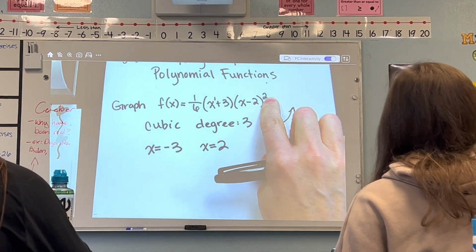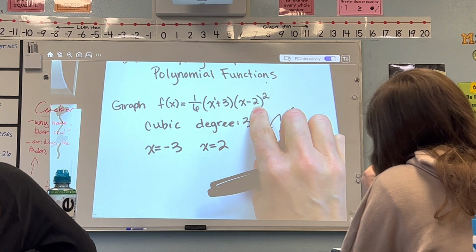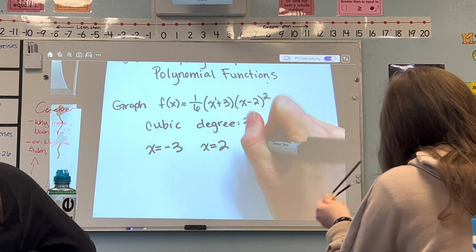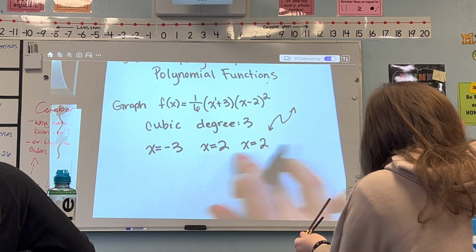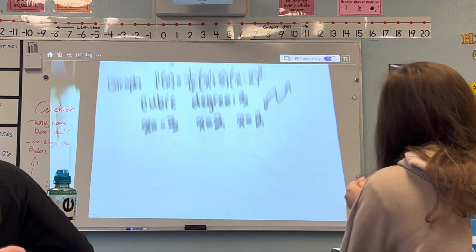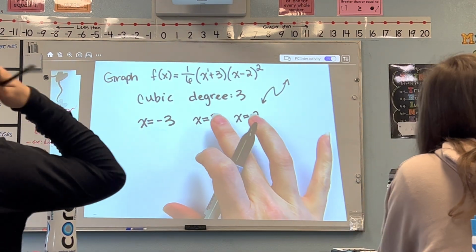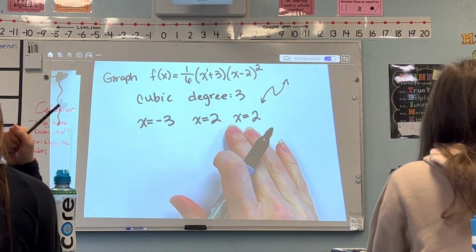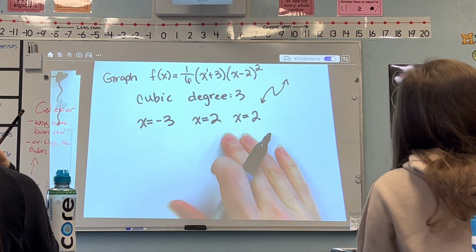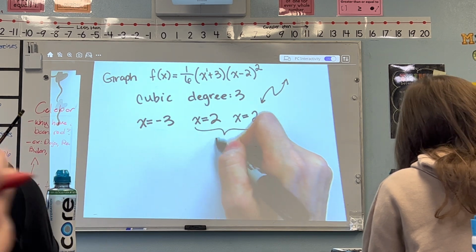That it's squared. There's only 2 of them. There's 2 of them. Good job. 2 x equals 2 solutions. So why are we not done? What happens at 2 on the x-axis? It bounces. Good, so that's how you graph it.